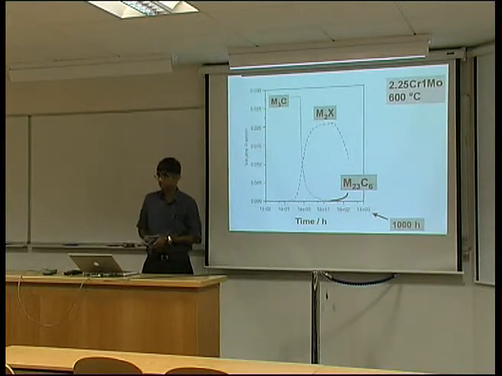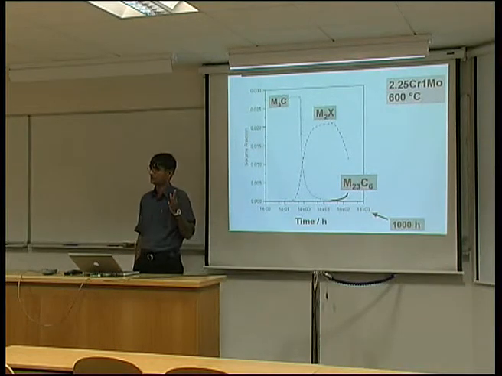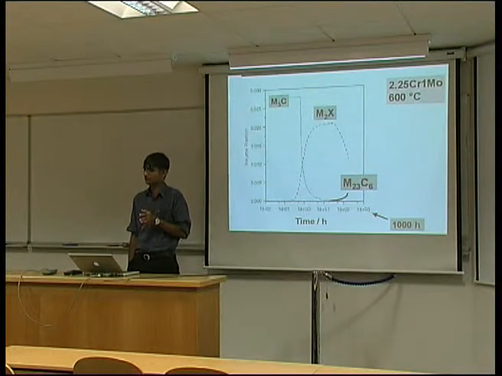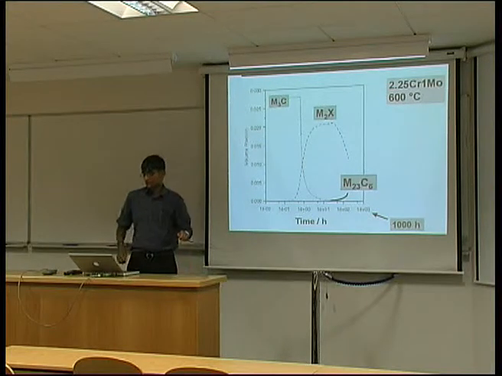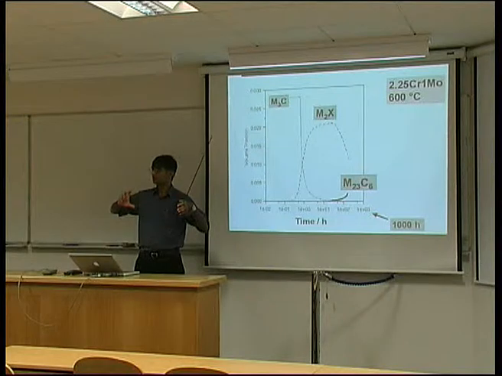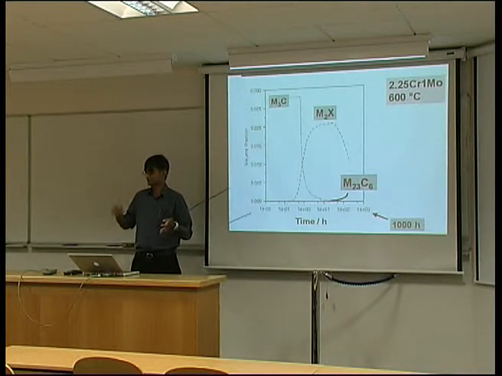We need to resist that creep deformation because a power station is designed to last for 25 years at least, and the vast majority of them continue operating up to 40 years. And the thing is rotating at a very high RPM, something like 3,000 revolutions per minute. So the stresses are very large.